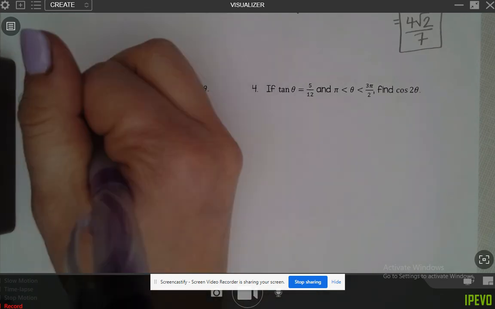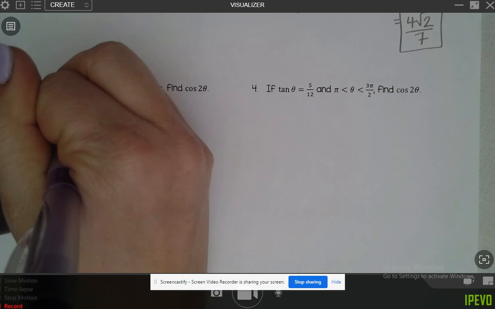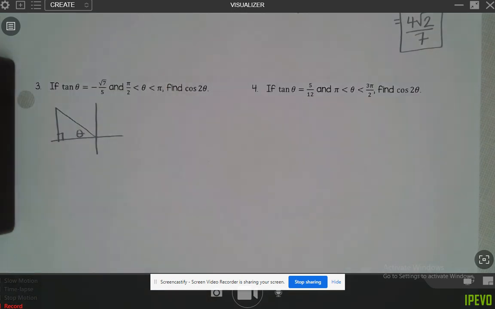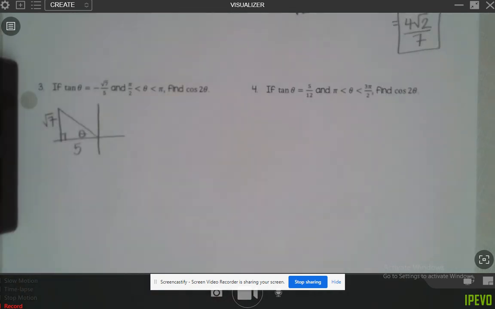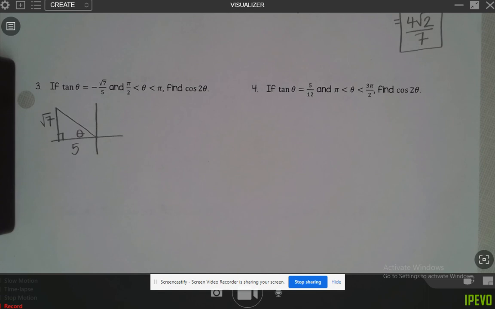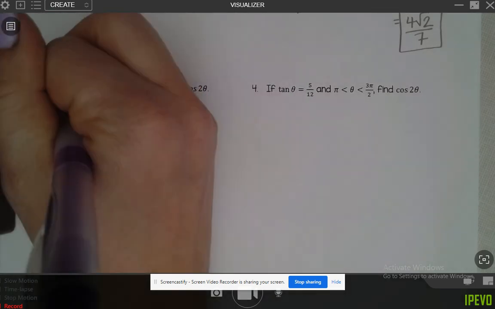That's in the second quadrant. Tangent is opposite over adjacent, yes? Which one's the negative one? The 5, because it's going to the left. The radical 7 can't be negative because it's going up. Okay. How am I going to find my other length? Pythagorean theorem, yep. So negative 5 squared is 25. Radical 7 squared is 7. 25 plus 7 is 32. So this is 4 radical 2.